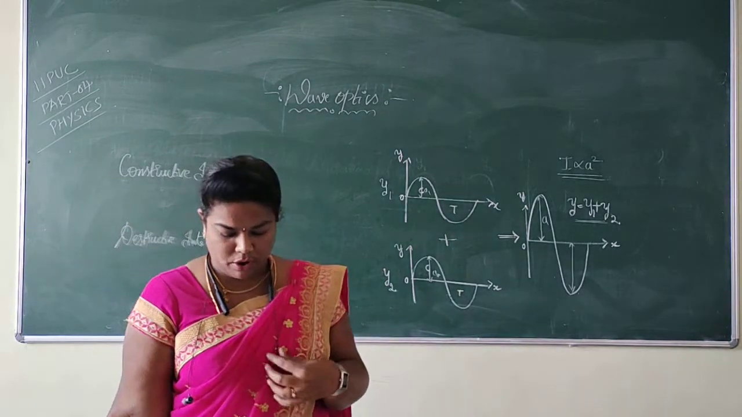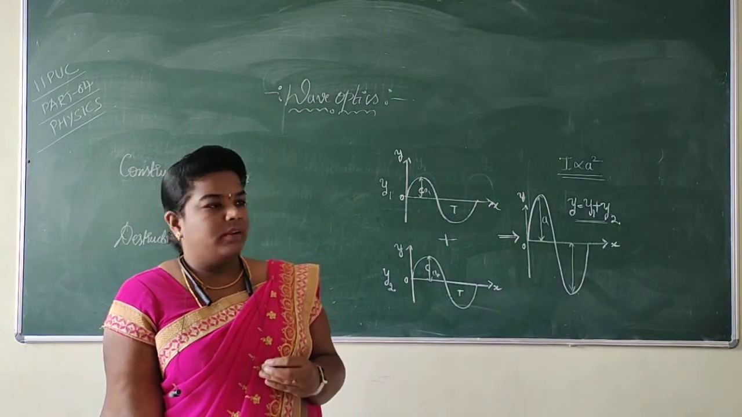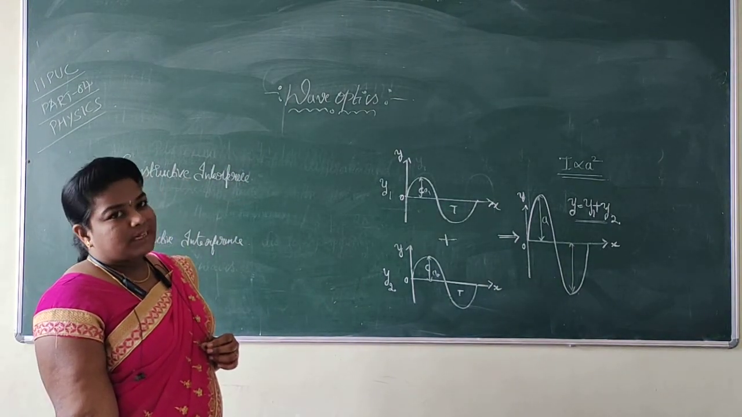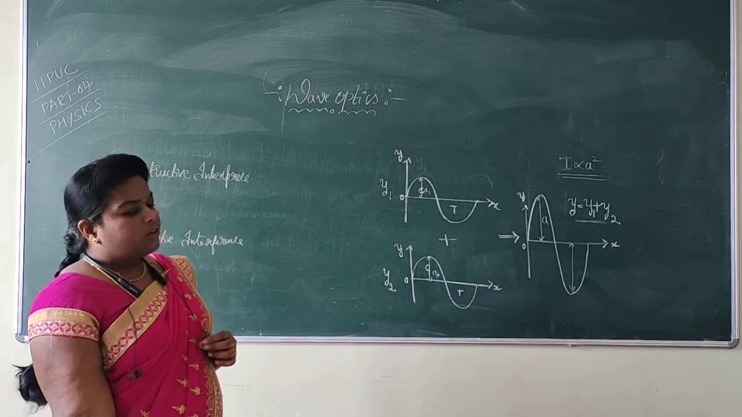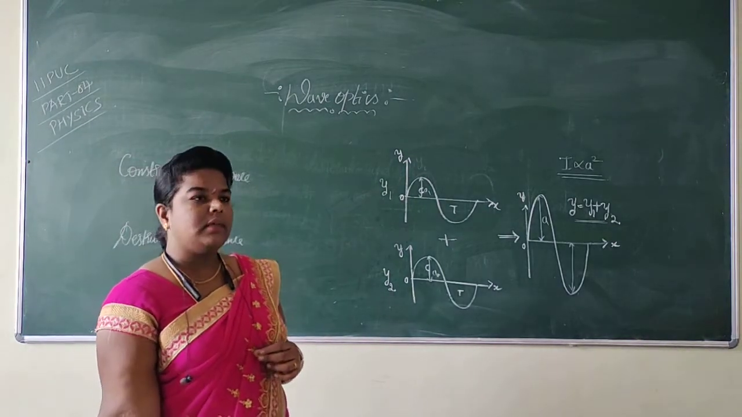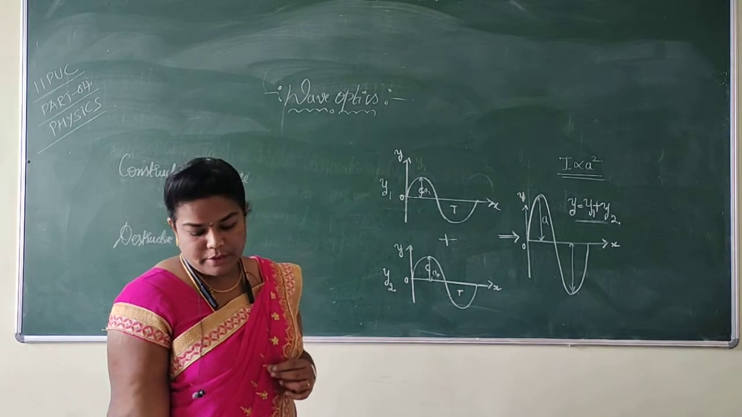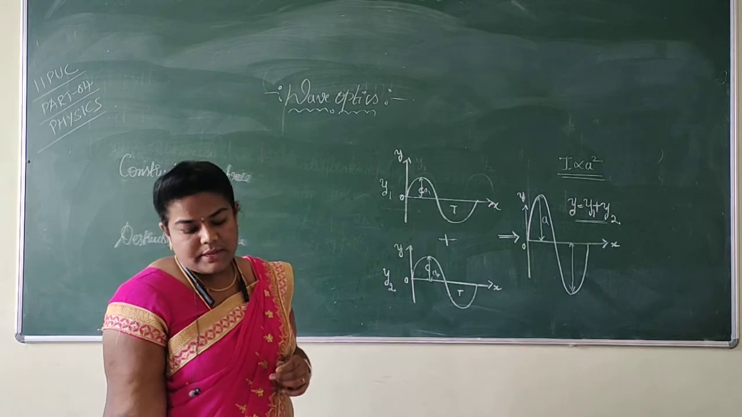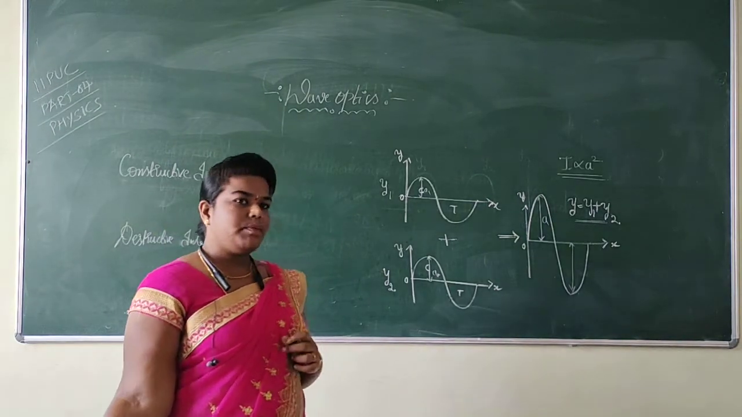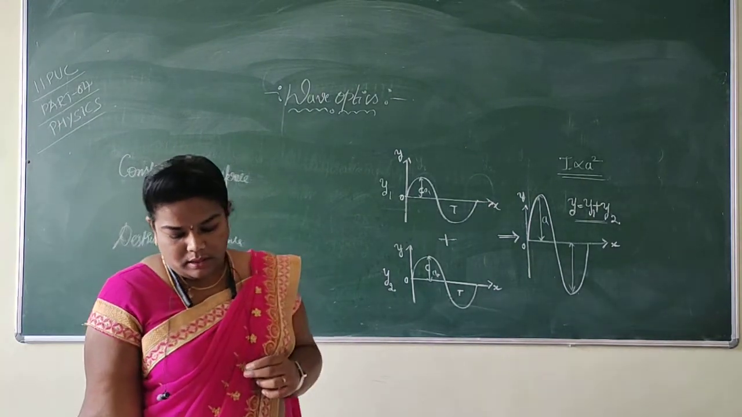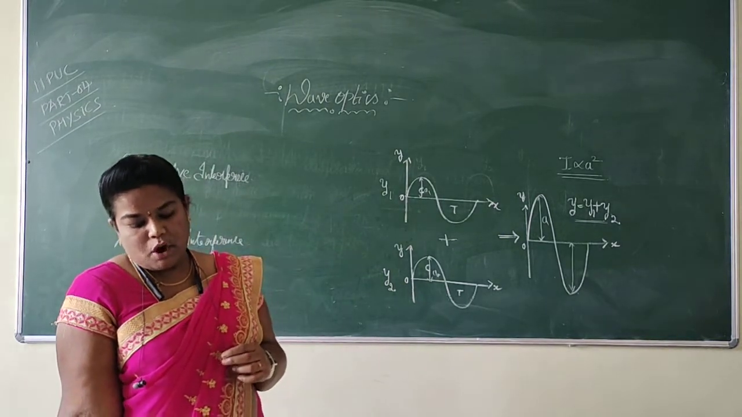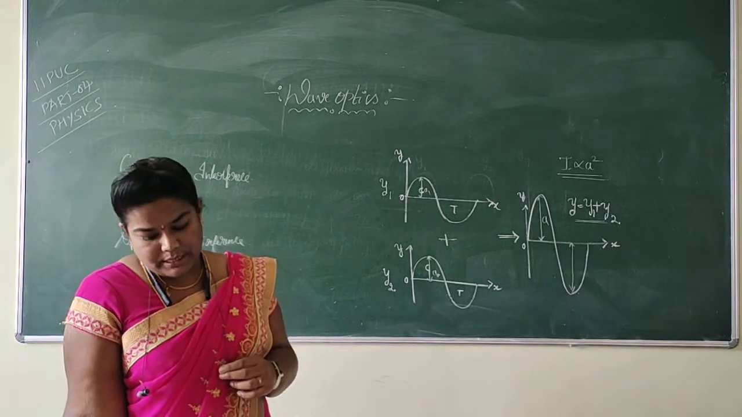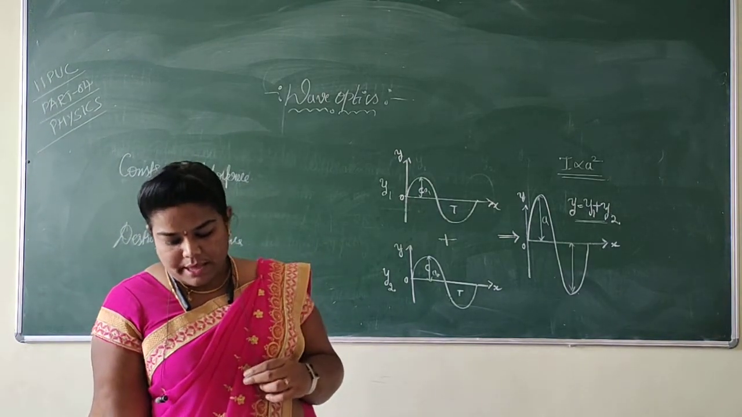It is the phenomenon of superposition of the crest of one wave with the trough of the other wave, or the trough of one wave with the crest of the other wave, which gives destructive interference. Full stop. In the next point, the displacements of the two waves get subtracted. In the next point, the intensity is minimum.